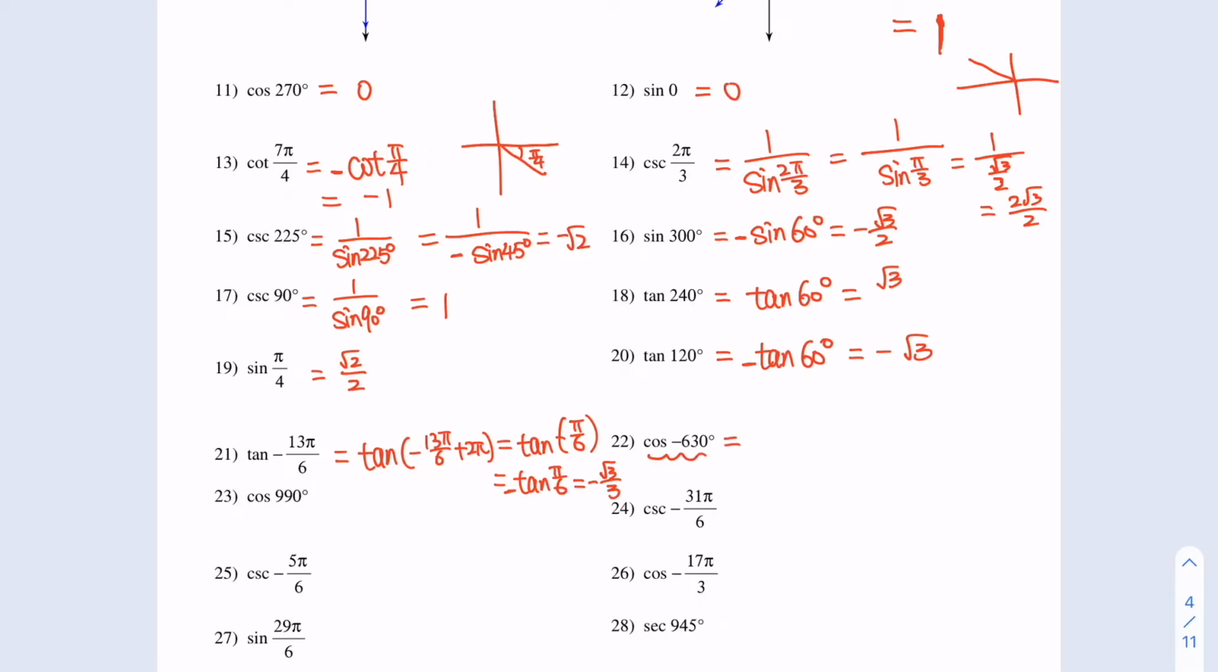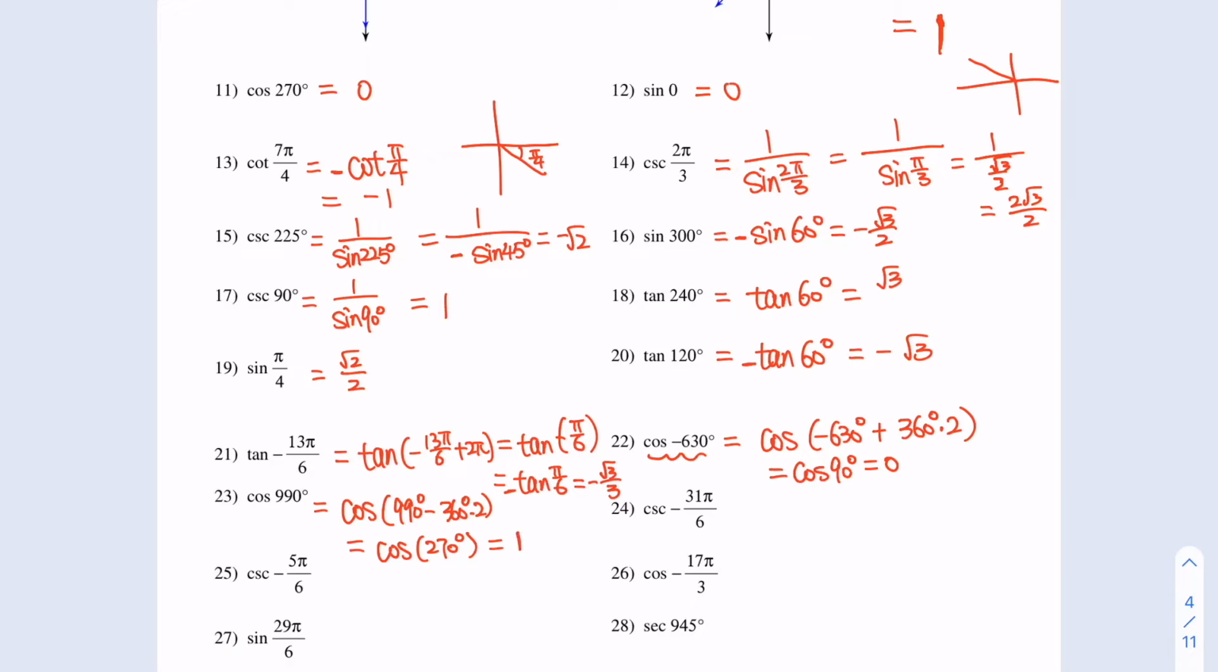All these big values, you can use the period. You can keep adding. So this one I'm going to subtract 360 times 2, because the period is 360. So 720, so this is cosine 90 degrees, which is 0. Cosine 990, I'm going to keep subtracting 360 times 2. That gives me cosine 270. Cosine 270, as we know, is 0.